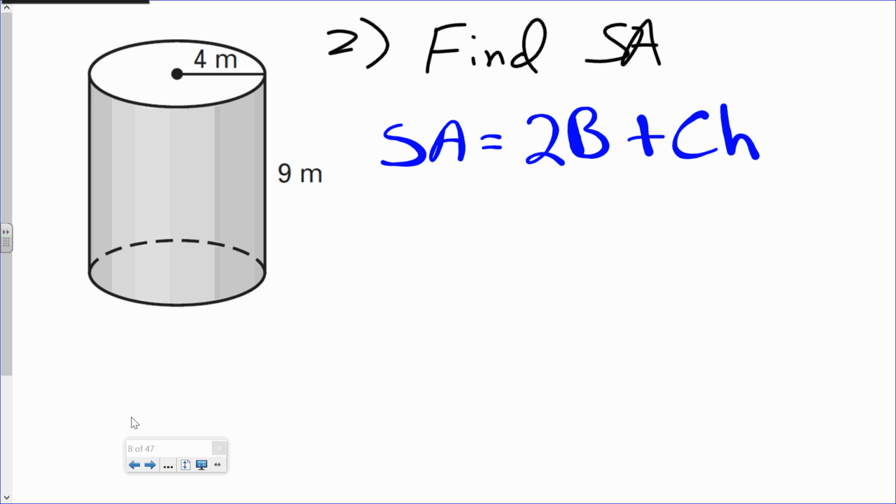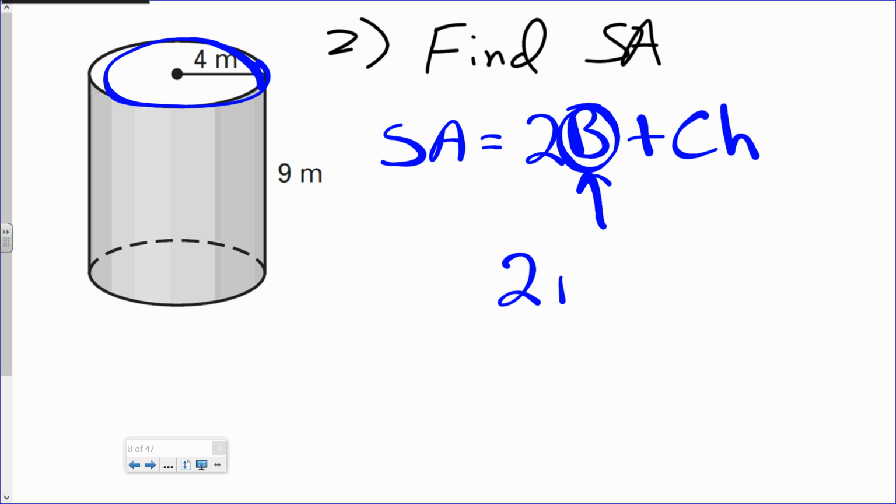Okay, let's plug and chug. What does capital B mean, please? It's more specific. What is the area of a base? Well, what is the area of a circle? How do you find the area of a circle? Pi r squared. Thank you, Navarro. Watch this. I'm going to replace capital B, the area of the base, with the area of a circle formula.